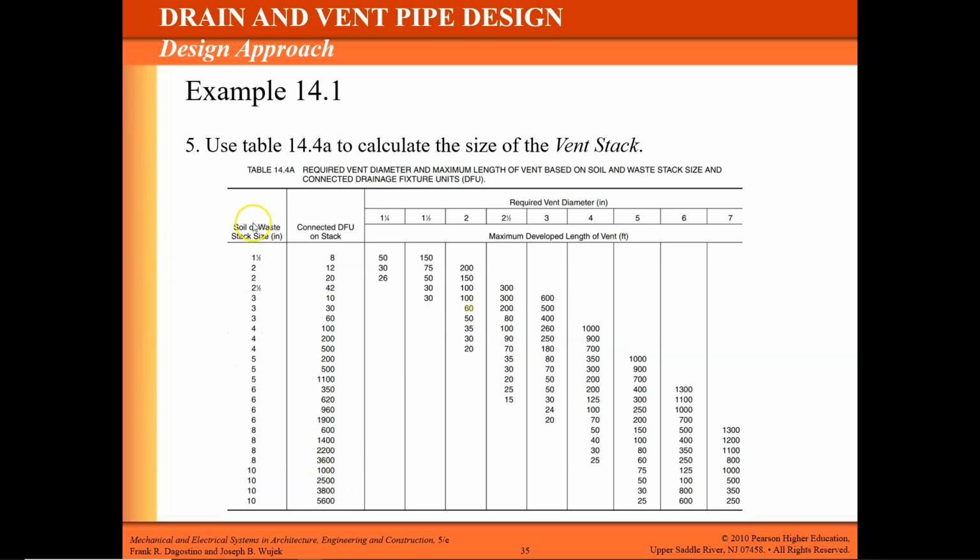But we also know that there's a 3-inch soil stack that we determined. So it's going to be one of these 3 rows. And we know that there are 18 DFUs connected. So it's going to be the second one right here. We bring that across and we see that 60 is going to be well covering our 18 DFUs. So we have a required vent diameter of 2 inches.